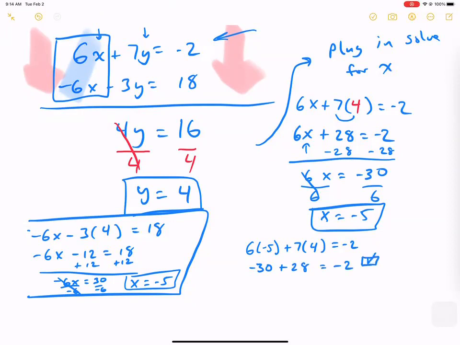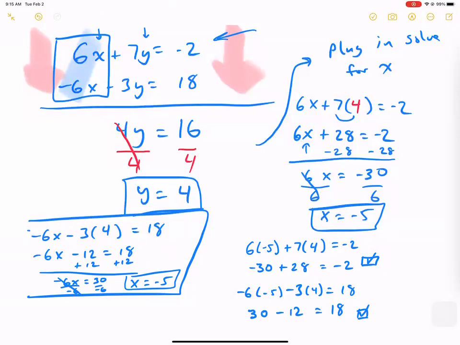Let's check the other one. Negative 6 times negative 5 minus, sorry, that's a minus sign, minus 3y, which is 4. Does this equal 18? I don't know. This is a positive 30 minus 12. And yes, positive 30 minus 12 is 18. So we found the x and y that would be true for both these equations.